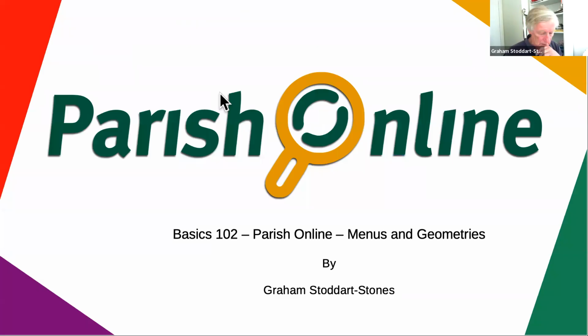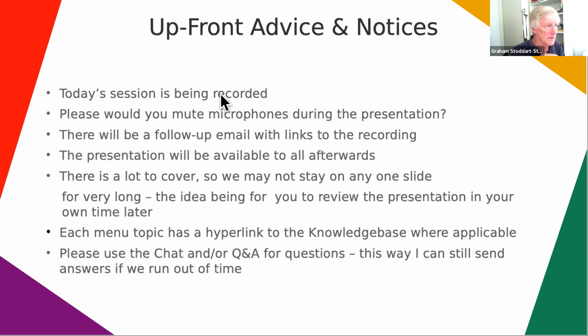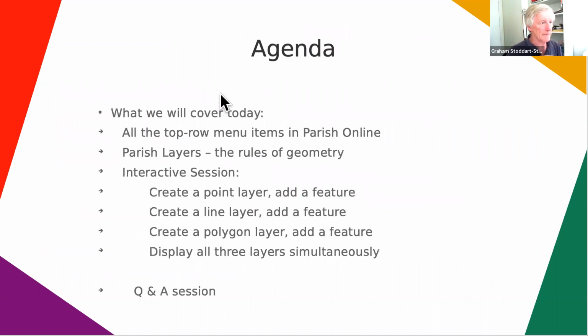There we go. So what we're going to do today is cover basically all the stuff that we didn't do this morning. This one you're familiar with, so we'll ignore that. All the top row menu items, which basically is everything. And then really a repeat of the session this morning, but using the point layer and the line layer and showing you the differences between them. And then displaying all three together. And we'll see how we go from there.